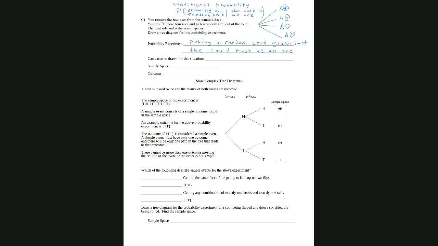Can a tree be drawn for the situation? Yes. And the sample space would be made up of the ace of clubs, ace of spades, ace of diamonds, and ace of hearts. Those are the 4 possibilities. And they said the card selected was the ace of spades.